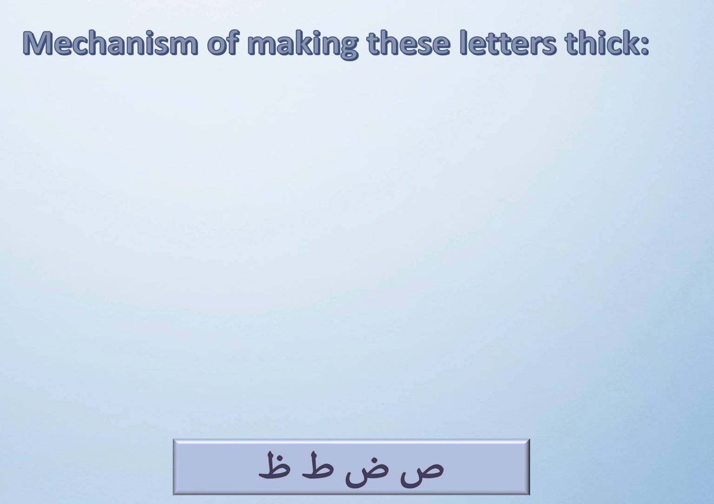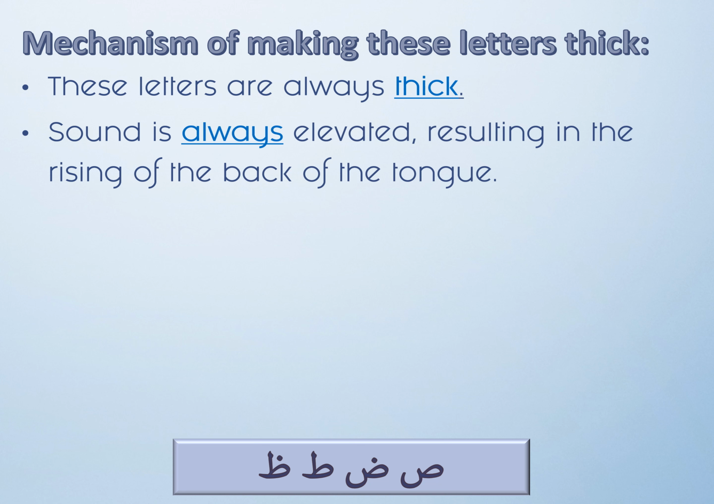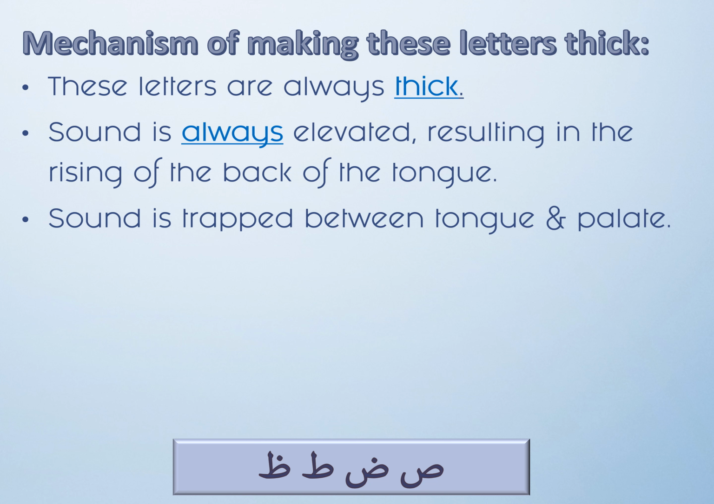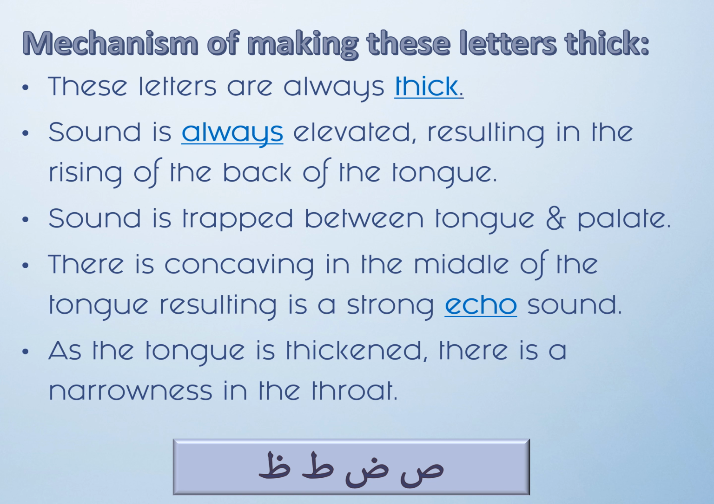To summarize the mechanism of making these letters thick, these letters, the sad, dad, ta, dha, are always thick. The sound is always elevated, resulting in the rising of the back of the tongue. And the sound is trapped between the tongue and the palate because we have the elevation of the entire upper surface of the tongue towards the roof of the mouth, creating a narrow space between the tongue and the palate where the sound is trapped. And there is also concaving in the middle of the tongue, resulting in a strong echo sound in the mouth. And as the tongue is thickened, there is a narrowness in the throat. So these are the mechanisms of making these letters thick.